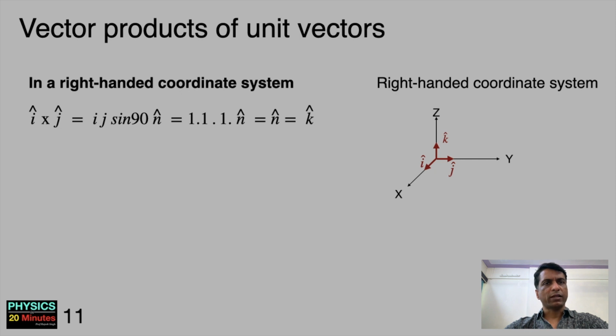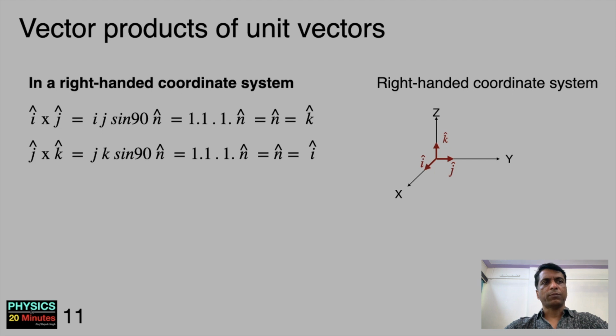Now what will be the direction of n cap? If you use the right hand rule, that is, if you curl your palm from i cap to j cap and stretch your thumb out, then your stretched thumb will point towards the direction of k cap. Therefore, your n cap is nothing but k cap in this case.